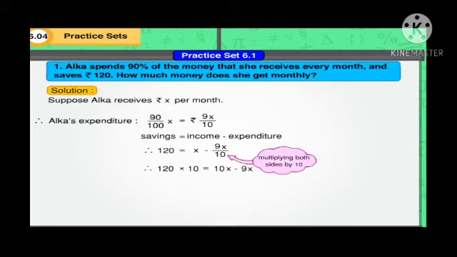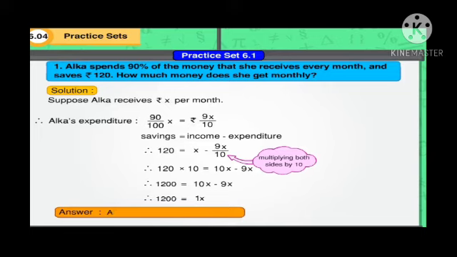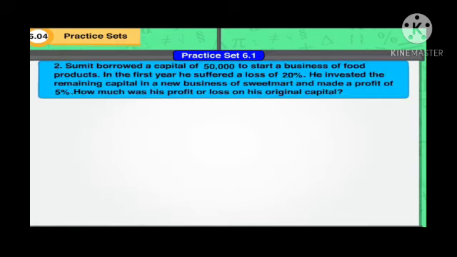therefore 120 into 10 is equal to 10x minus 9x. Therefore 1200 is equal to 10x minus 9x. Therefore 1200 is equal to 1x, so 10x minus 9x is 1x. Alka gets rupees 1200 monthly. Second, Sumit borrowed a capital of 50,000 to start a business of food products.